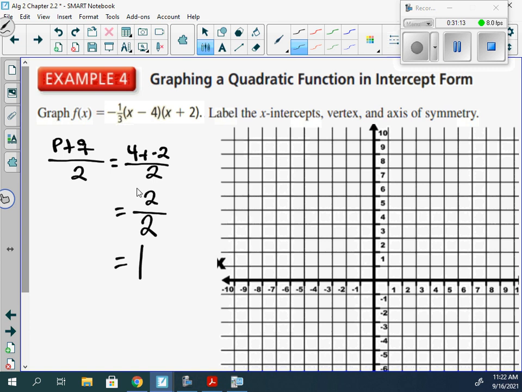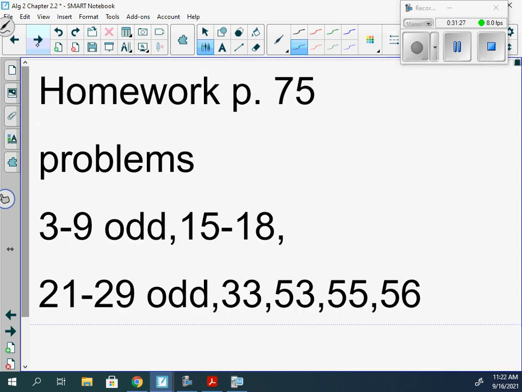Are there any questions on any of this here? Do we need to see another example of one of these? Do we feel comfortable with these here? Okay. That is it for today.